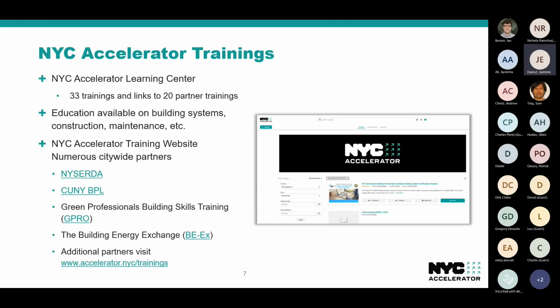We also know that an important part of reducing city emissions and helping buildings operate more efficiently is to train industry professionals like you all. So we've established a learning center with dozens of free trainings on a range of different topics. These trainings are offered through our partner organizations, including the New York State Energy Research and Development Authority, also known as NYSERDA, as well as CUNY Building Performance Lab and Building Energy Exchange, just to name a few. So if anyone associated with your building or company is interested in accessing our free trainings, you can go to the website listed at the bottom of the slide. So that's accelerator.nyc/trainings.